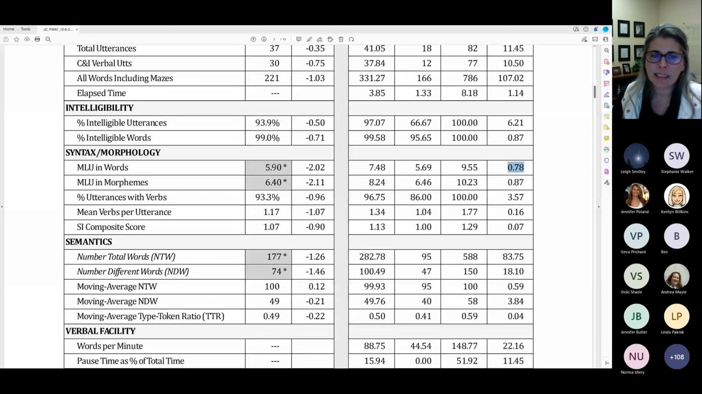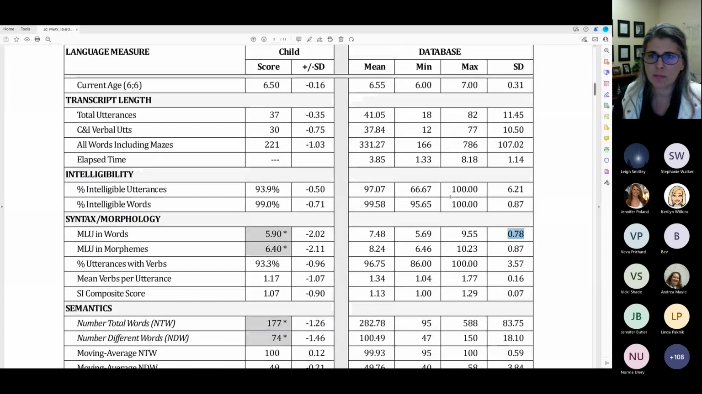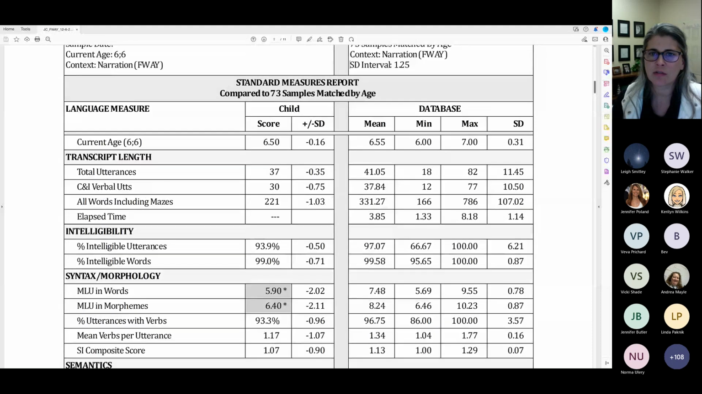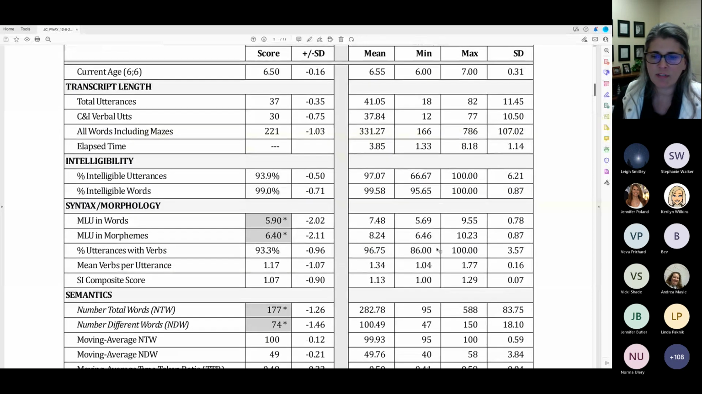SALT will automatically highlight in gray anything that is more than whatever you tell it is the significance. So remember up here, we said the standard deviation interval we were interested in was 1.25. If you wanted to set that higher, like 1.5, you could do that.